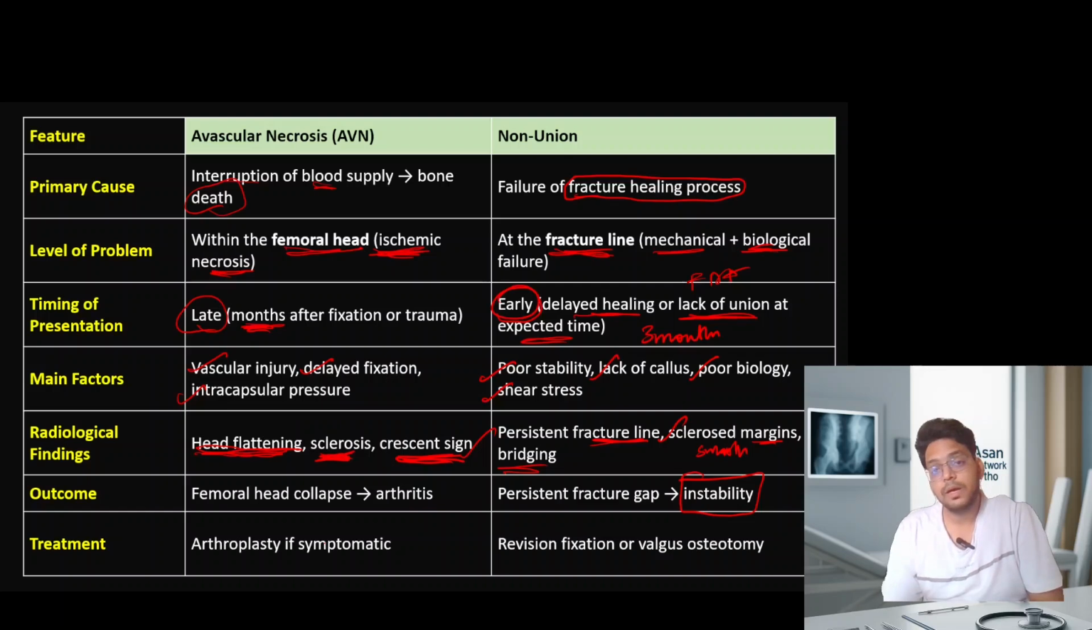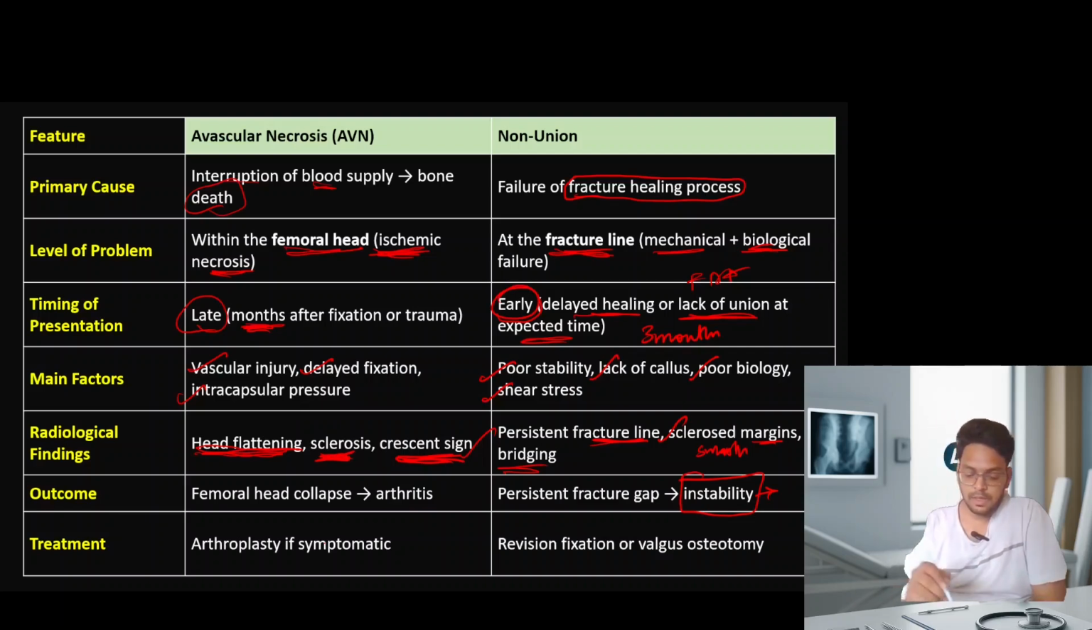What gait will occur in instability of femur neck? This is a homework for you. You comment in the comment section. We will discuss it in the next video. You comment it, what type of gait the patient will have when a femur neck non-union has happened.